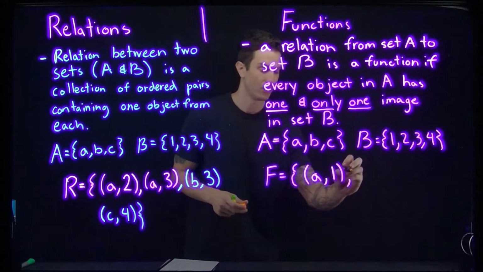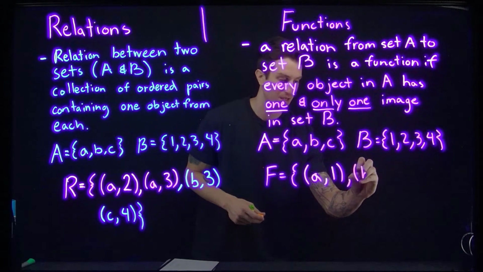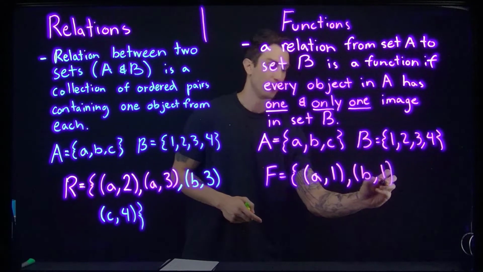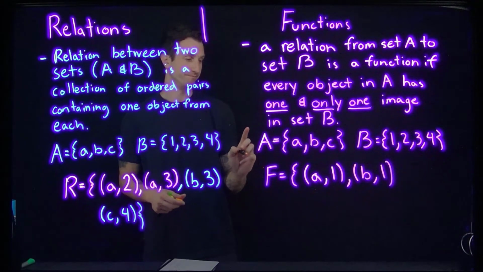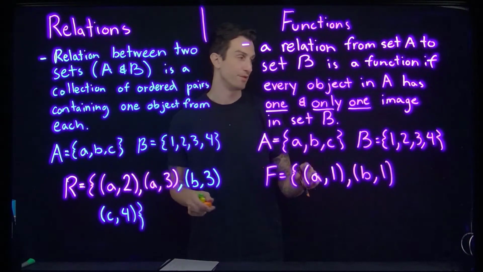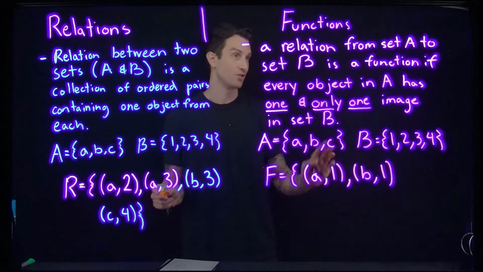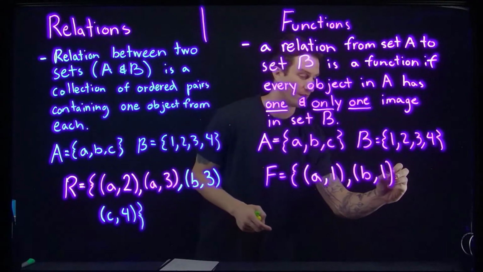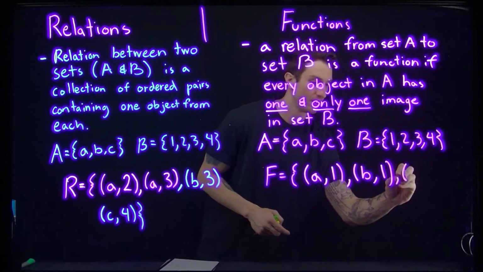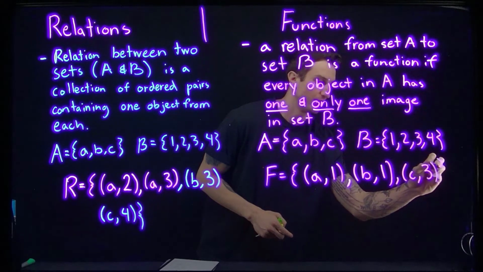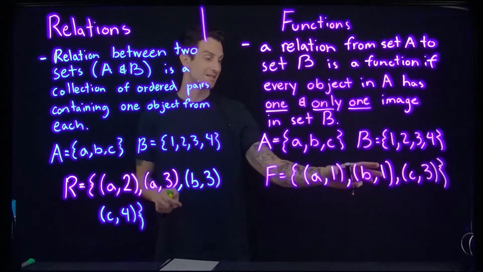Let's write another one. If I go ahead and choose b, I can relate it to 1 again. That's fine. But it can only be related to one thing. I can't put b is related to 1 and b is related to 2. I can't do that if I'm trying to define a function. And maybe we pick c, and we say it's related to 3. This is okay. This is a function.